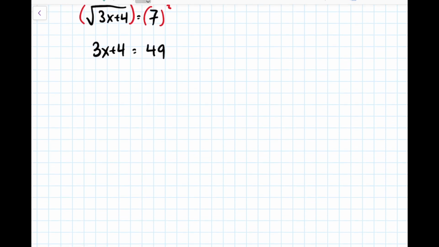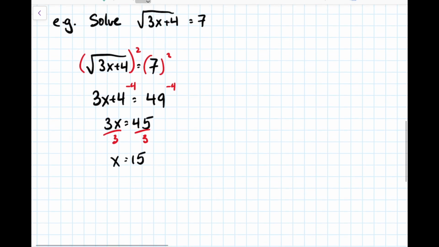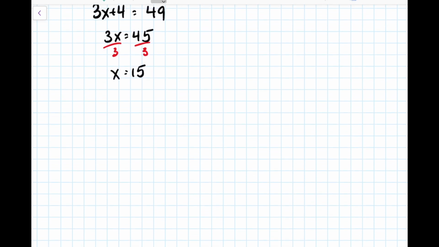And so now we just have a basic equation to solve. We're going to subtract 4 from both sides, which gives us 3x equals 45. We're going to divide by 3, again on both sides, and that's going to get me that x is 15. Okay, so I have solved. Now we have to do those 2 extra steps and find our restrictions and check our solution.